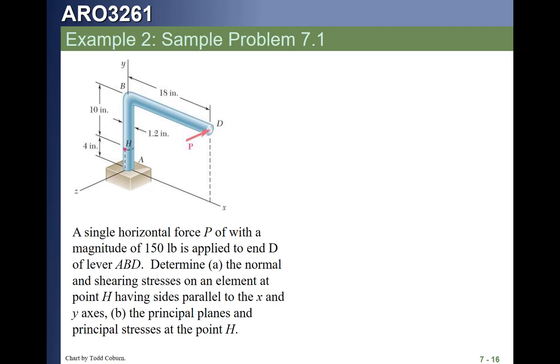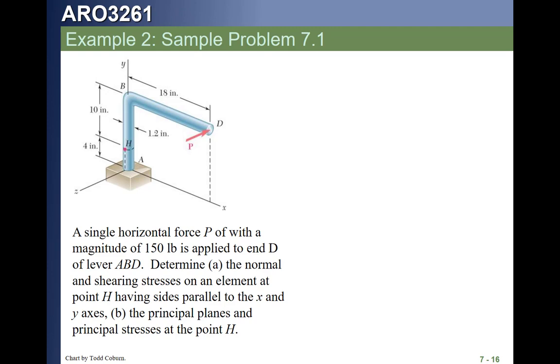Here's a little problem. If we have a little bar, we've got this little force. We want the stress at point H. All you have to do is make a section cut, draw a free body diagram, and calculate your equivalent forces on that cut at point H. If you don't do this step, you're going to be really confused and not be able to get anything.